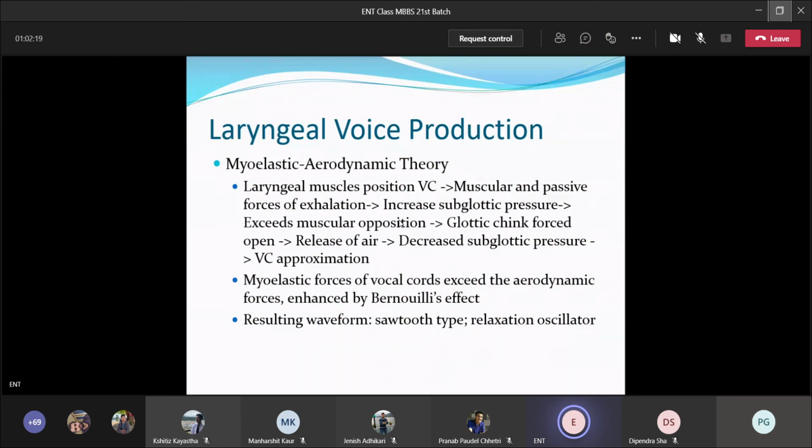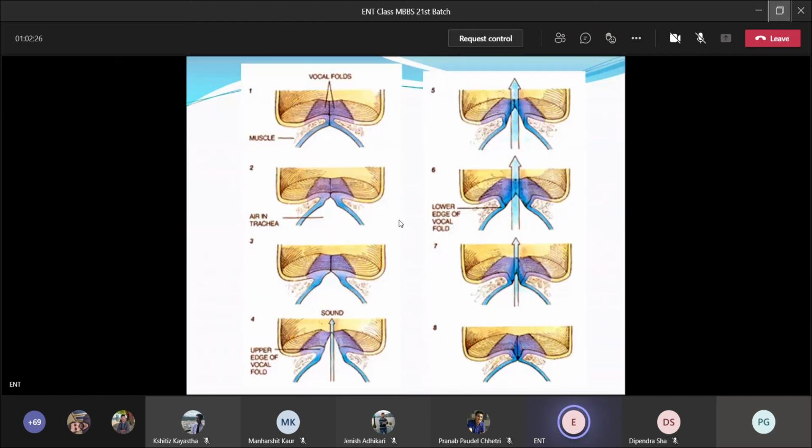The next slide shows the diagram, 1, 2, 3, 4. First is the vocal fold muscle, second is air in the trachea, and third is the sound. This is the physiology.